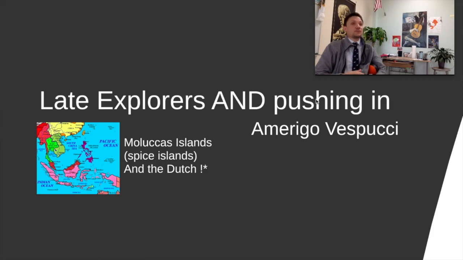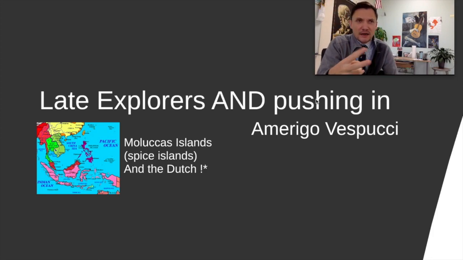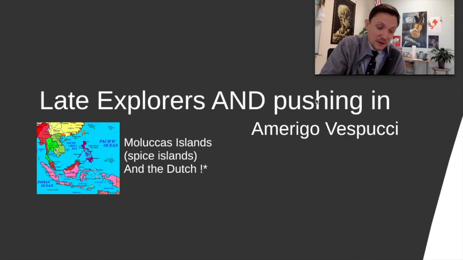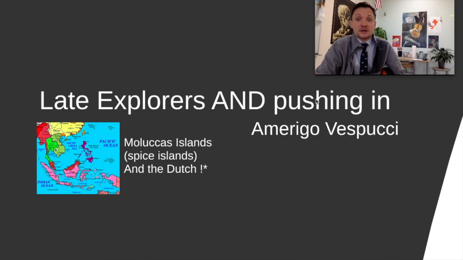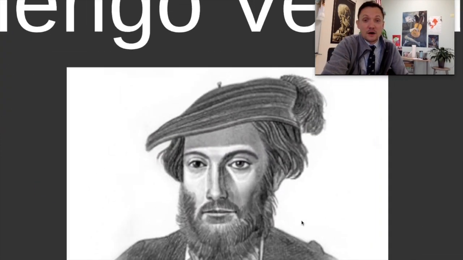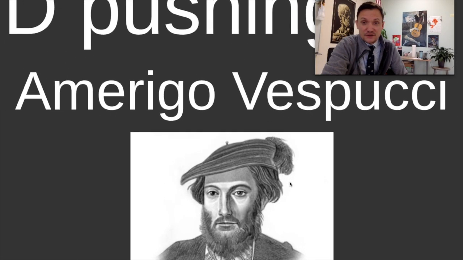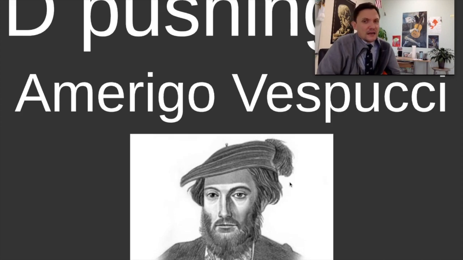So late explorers are guys we're going to talk about that came after Columbus, players, and then also kind of setting up a couple of different little things as we go forward as well, right? So late explorers include guys like this dude, Amerigo Vespucci, which in a sense you could say is not even really so much of an explorer. He's much more of a cartographer, right? Cartographers are map makers, right?